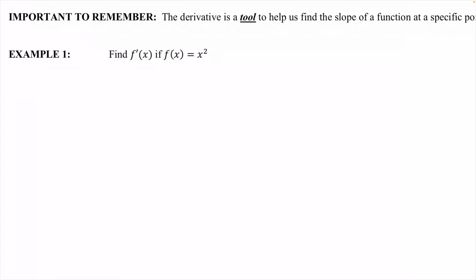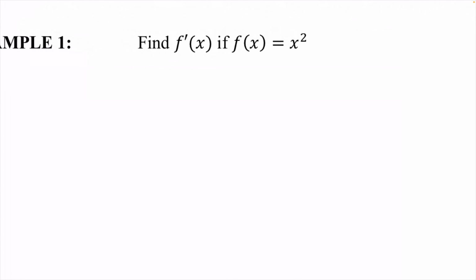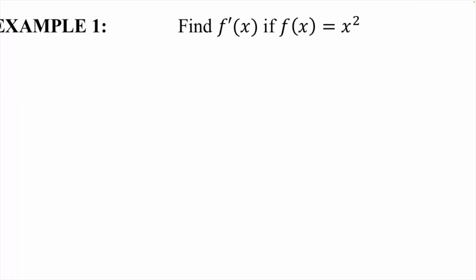Okay. They want us to find f prime. So anytime you see prime, f prime, y prime, g prime, that little apostrophe, we call it prime. If f of x is x squared, that's the function here. The original function is this guy here. We have to find f prime.